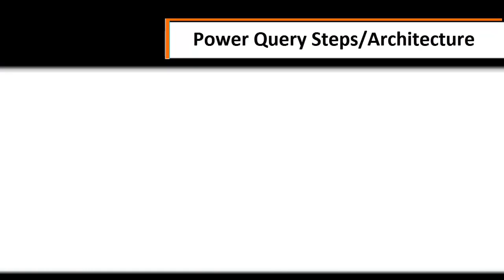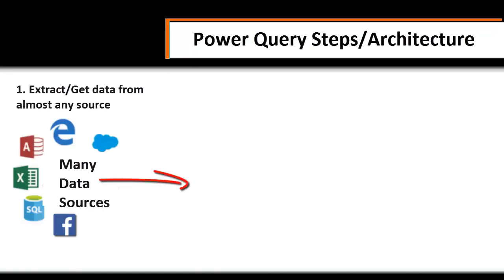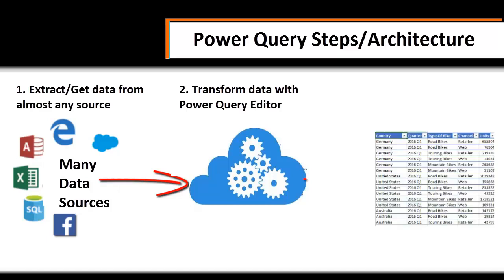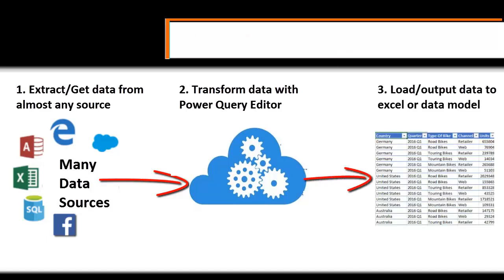So let's take a look at three major steps involved in Power Query. Step number one is extract or get data from many external sources. Power Query allows you to connect a variety of data sources and import data in Excel. Next step is data transformation, where Power Query gives you tons of features to transform data so that you can clean and structure your data in the required format. Last step is, once data is transformed, loading that transformed data back to Excel or the Excel data model.